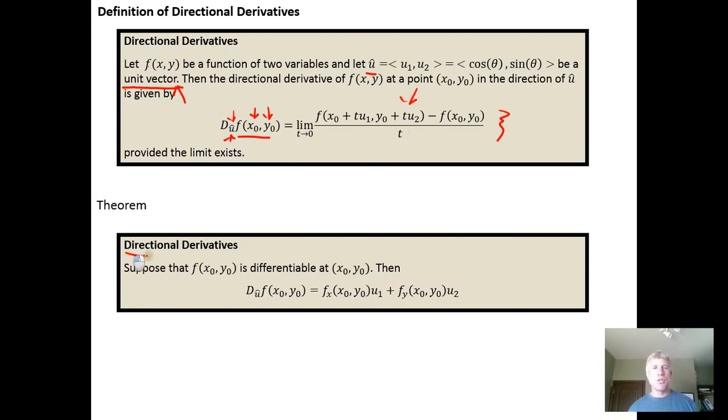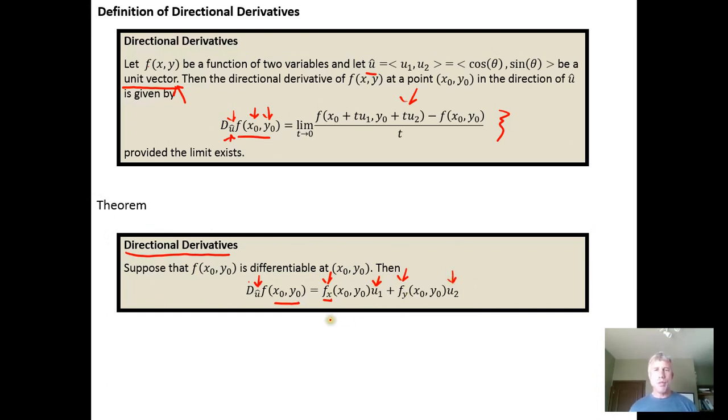And it turns out that a directional derivative can be calculated this way. The directional derivative in the direction of u hat of the function f at a specific point x naught, y naught, z naught, you can find just by taking the partial derivative with respect to x and multiplying it by the x component of u hat, and then adding to that the partial derivative in the direction of y times the y component of u hat.